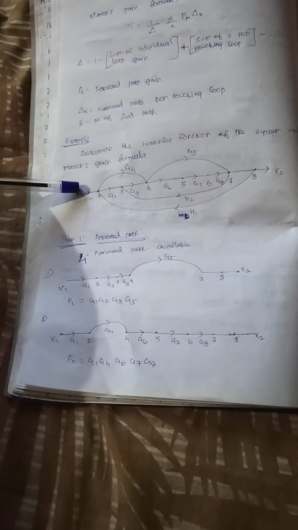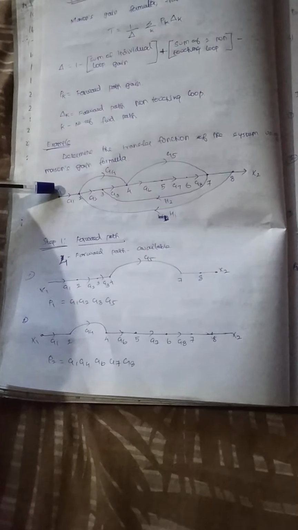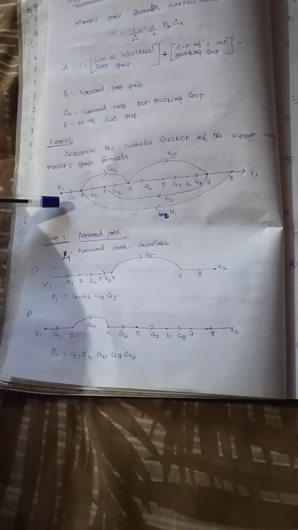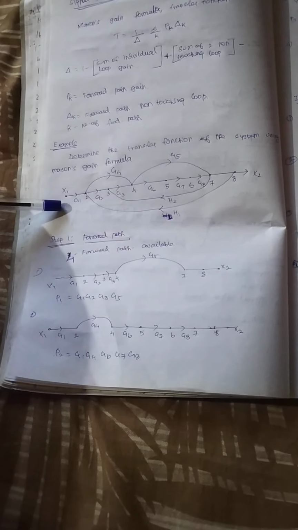Determine the transfer function of the system by using Mason's gain formula. Okay. So first thing we are going to find the forward path of the given system. Forward path means that the system moves from input to output, which is called a forward path. From that we are having 4 forward paths available.